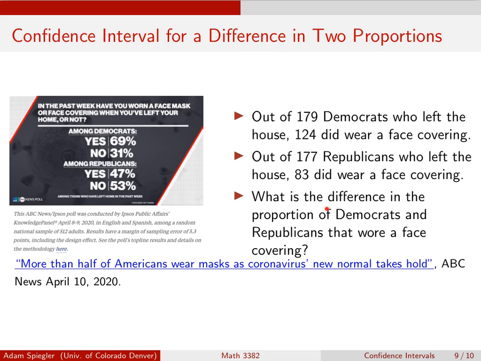And the question is, well, what's the difference in the proportion of Democrats that wore a face covering compared to the proportion of Republicans that wore a face covering? So what we're trying to estimate here is the difference in the proportion of Democrats and the proportion of Republicans. So here we mean all Democrats and all Republicans. And since we don't have that population data, the next best thing is to use this sample of data that we got and construct an interval estimate from those two samples. And that's what we'll take a look at on the next slide.